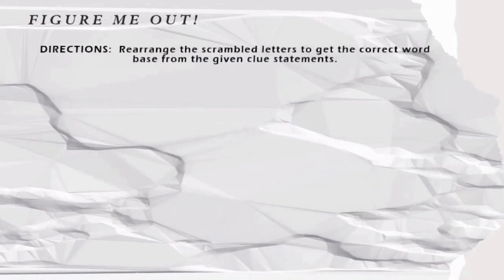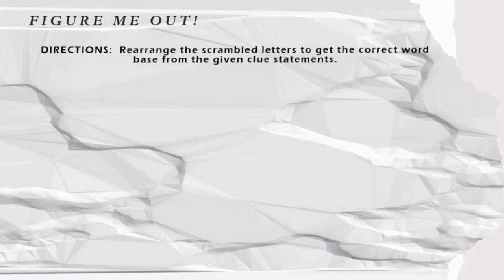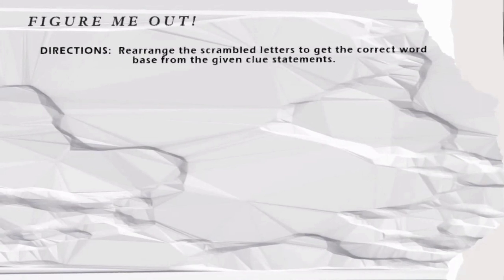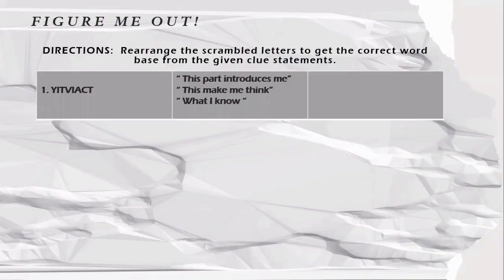To introduce one of the models in teaching, let us perform the activity "Figure Me Out." Let us rearrange the scrambled letters to get the correct word based on the given clue statements. The first clue statements. This part introduces me. This makes me think what I know. What is the word?